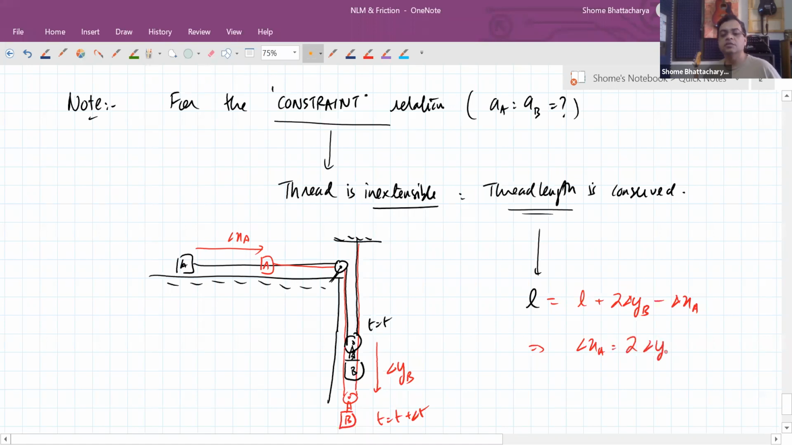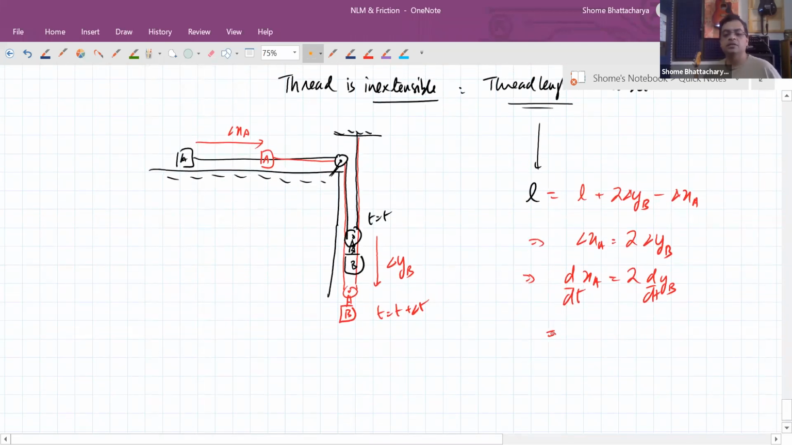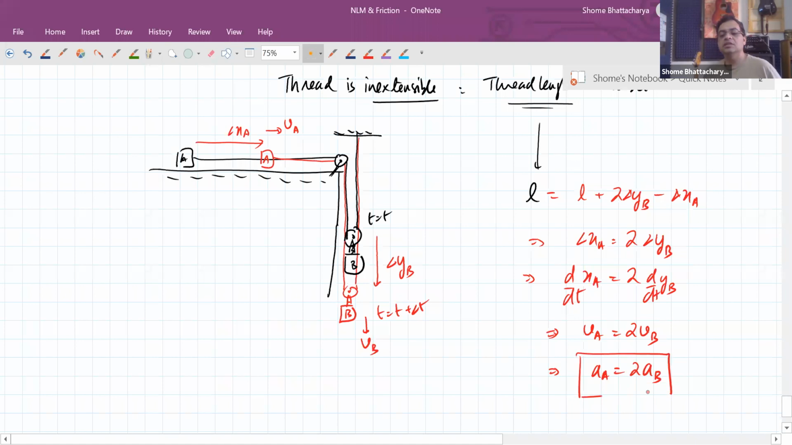So this has to be equal to the original thread length, which means that A's horizontal displacement is twice B's vertical displacement, which means that the rate of change of A's x coordinate must be twice in magnitude the rate of change of B's y coordinate. Which means that at any instant, if A has a velocity V_A and B has a velocity V_B, the magnitude of A's velocity is twice the magnitude of B's velocity. Differentiate this one more time and the acceleration of A is 2 times the acceleration of B. So this is the constraint relation that we are looking for.